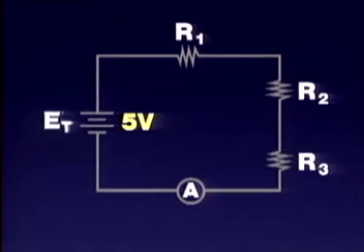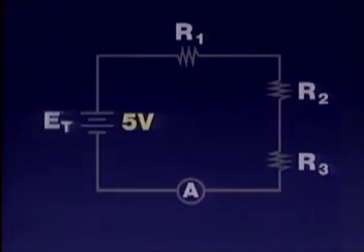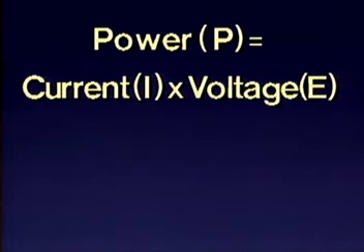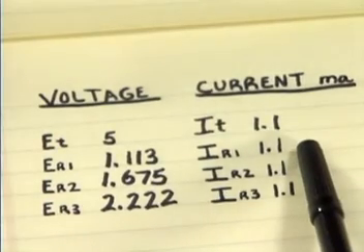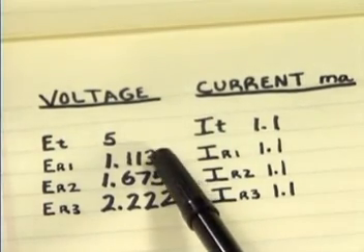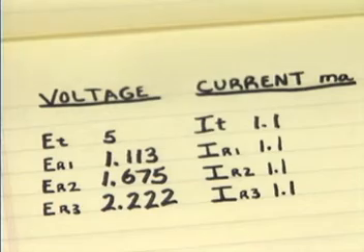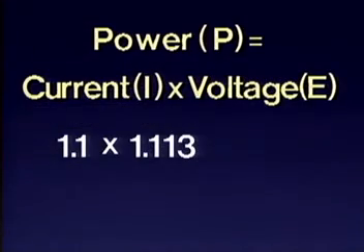Returning to the schematic, use the formula for power to determine the power dissipated by each component in the circuit. Start with the power dissipated at R1. Remember, power, P, equals current, I, times voltage, E. So P1 equals IR1, which is 1.1 milliamps, times ER1, which is 1.113 volts. P1 then equals 1.22 milliwatts when rounded.